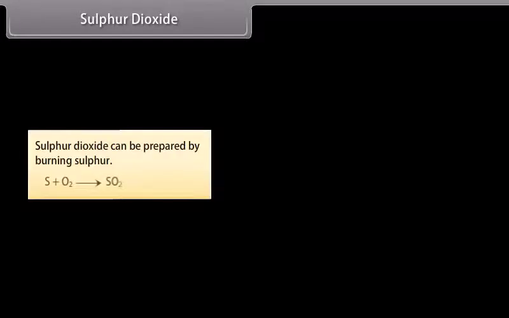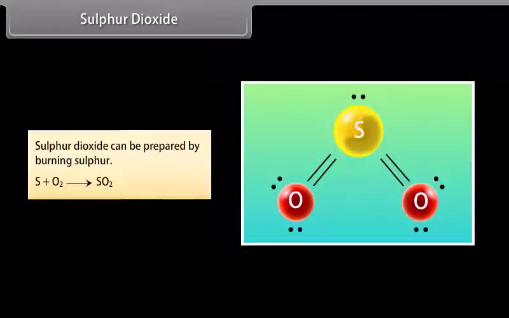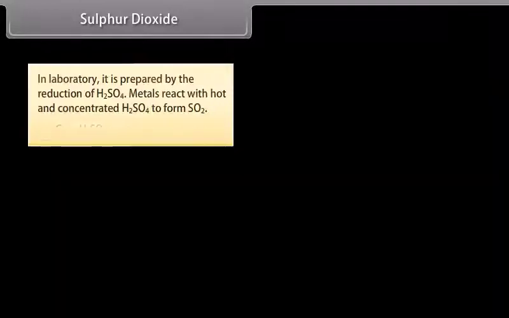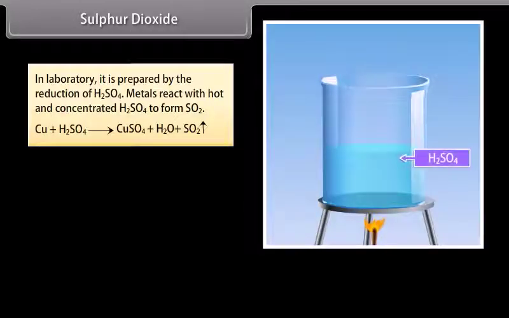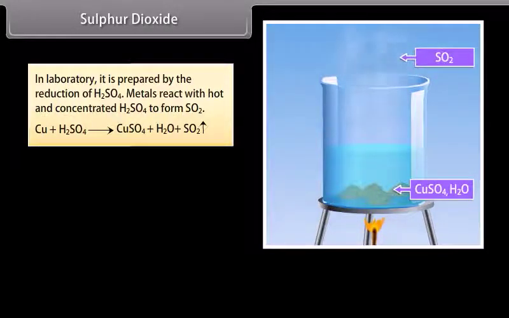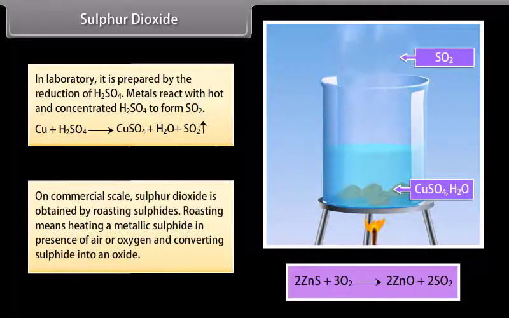Sulfur dioxide. Sulfur dioxide can be prepared by burning sulfur. In the laboratory, it is prepared by the reduction of H2SO4. Metals react with hot and concentrated H2SO4 to form SO2. On commercial scale, sulfur dioxide is obtained by roasting sulfides. Roasting means heating a metallic sulfide in the presence of air or oxygen and converting sulfide into an oxide.